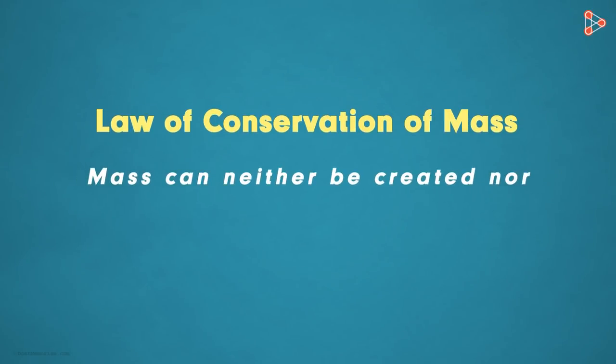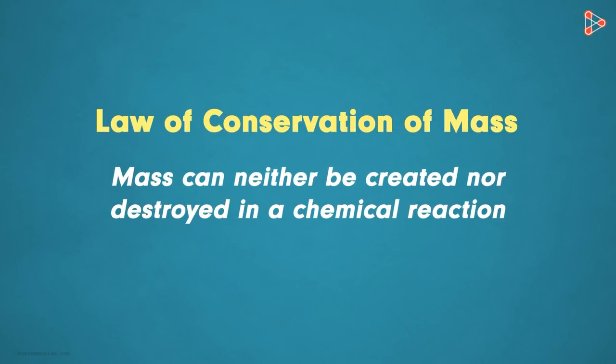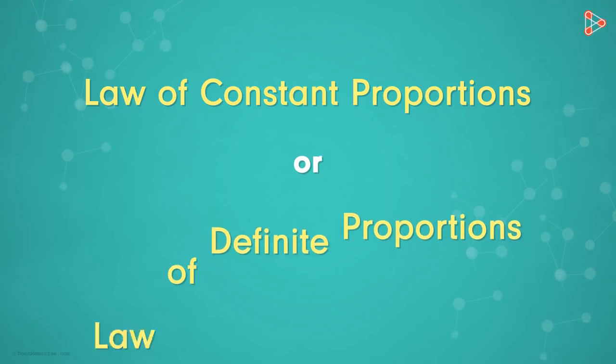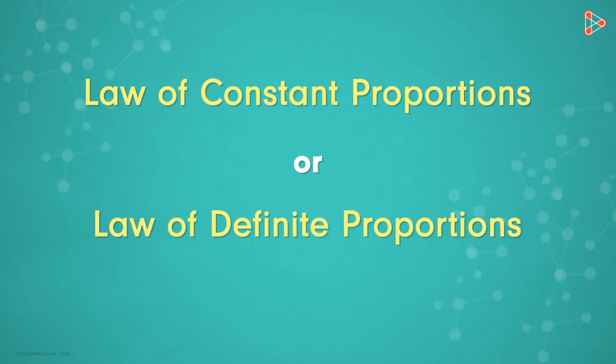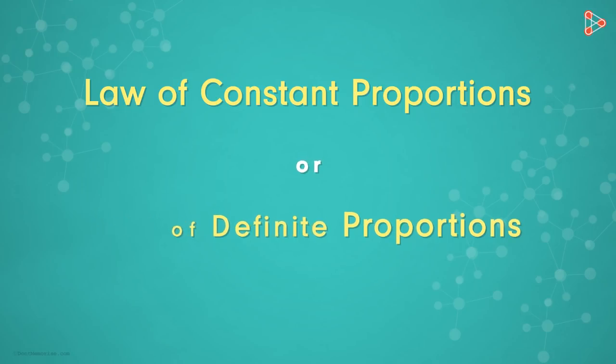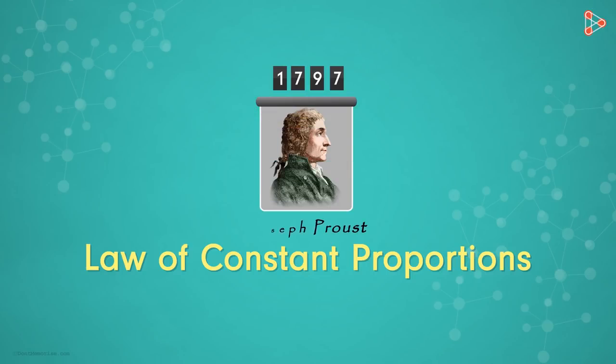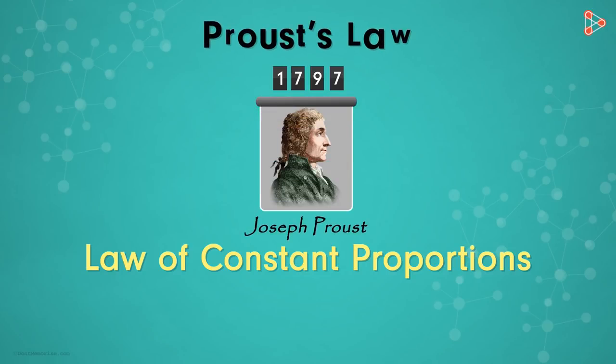We concluded the previous video by understanding the first law of chemical combination. Now we need to take a look at the second law, which is called the law of constant proportions or the law of definite proportions. They're the same thing. The law was first put forth in the year 1797 by a French chemist called Joseph Proust and hence is also referred to as Proust's law.